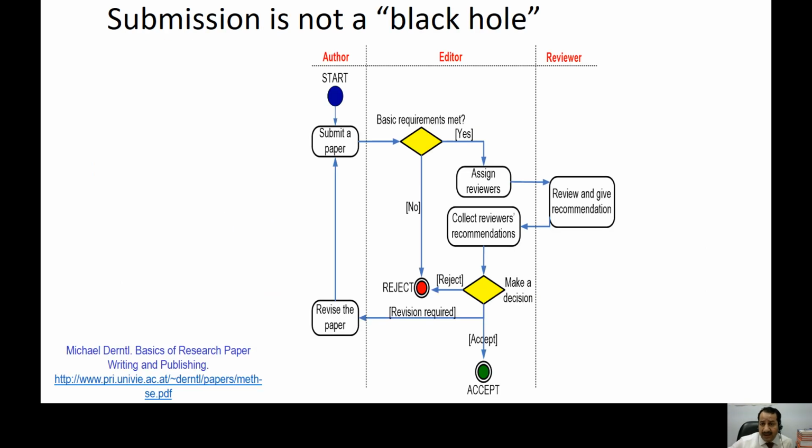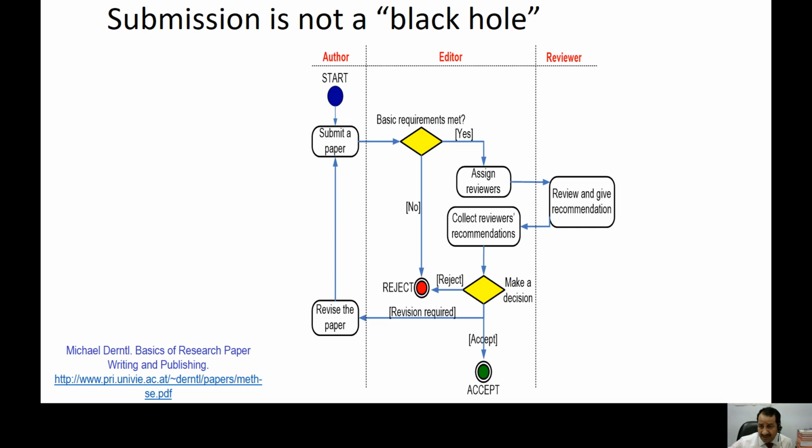And just to make it as a map or flowchart of how your paper gets published until the final acceptance. You see here, this is the author, editor, reviewer. The author starts by submitting the paper. Then if it meets the basic requirements for the journal, the editor will assign reviewers. Otherwise, no, reject directly.